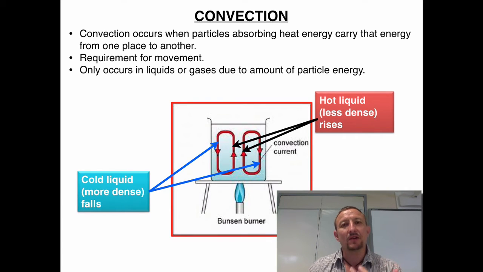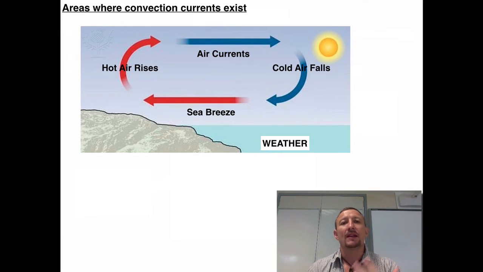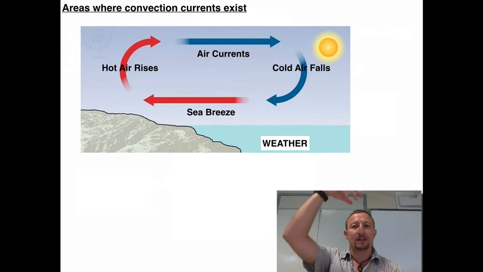Okay, so let's have a look at that in a real-world environment. Well, let's look at something along the lines of sea breezes. Now, during a hot day, the land will heat up. The land is very good at absorbing heat. Now, as the land heats up, the air above it becomes really hot. As it becomes really hot, it becomes less dense. Remember, it's a gas, so the particles can move. So the particles get more energy, they move apart more, become less dense, and so they rise.